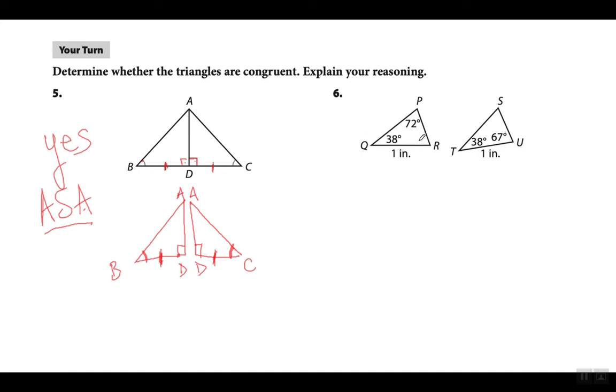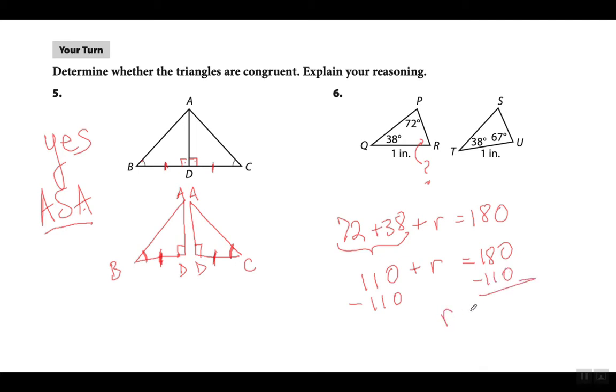All right, let's look at number 6. Okay, number 6, the first thing I'm going to do is figure out what's the measure of angle R by doing 72 plus 38 plus lowercase r equals 180. All right, so I'm going to add up the 72 plus the 38, and that's going to give me 110. So 110 plus r equals 180. Now subtract 110 from both sides.